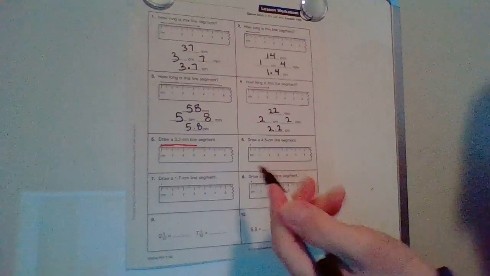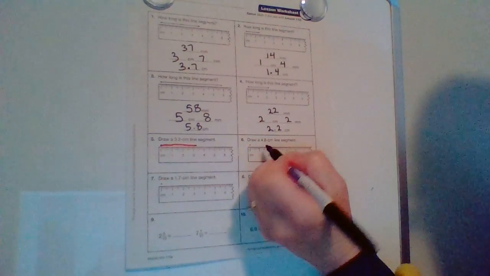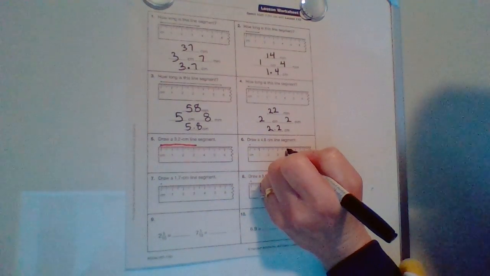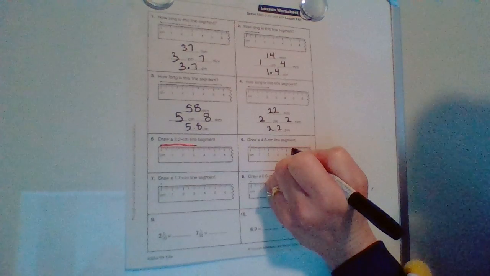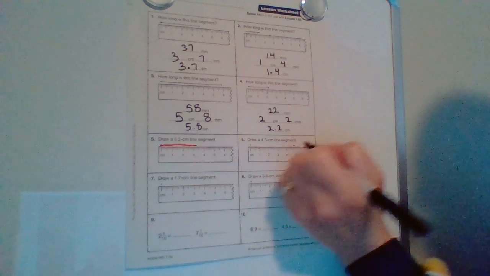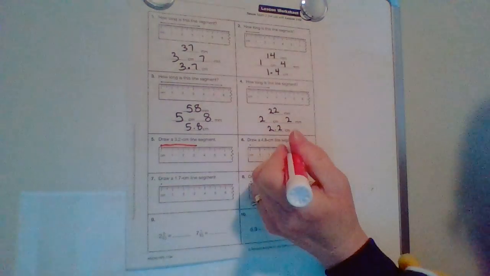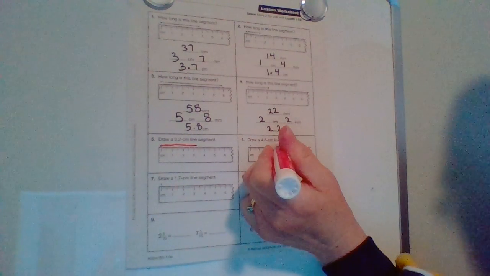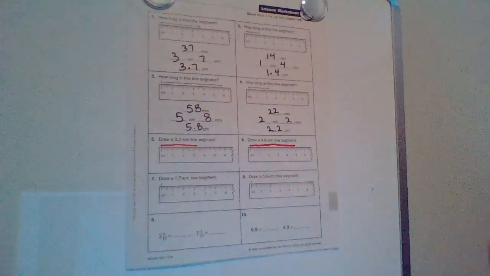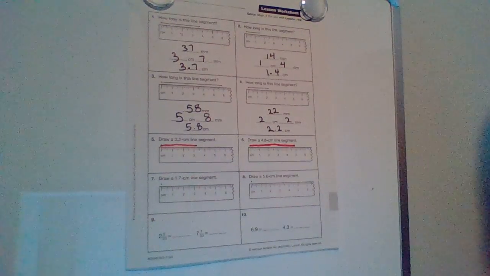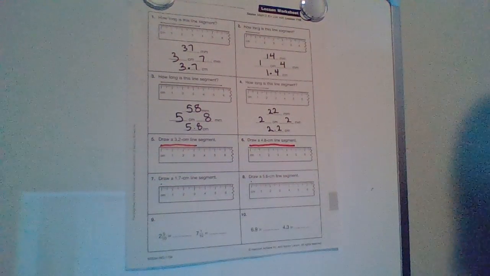Let's do number 6. Okay, number 6, it says draw 4.8 centimeters. So we have to go 4. There's 5, 6, 7, 8. Again, I'll draw my line, 4.8. Your job now is to do 7 and 8 on your own. But let's go down here to number 9.